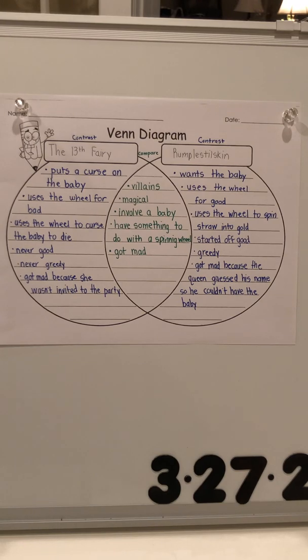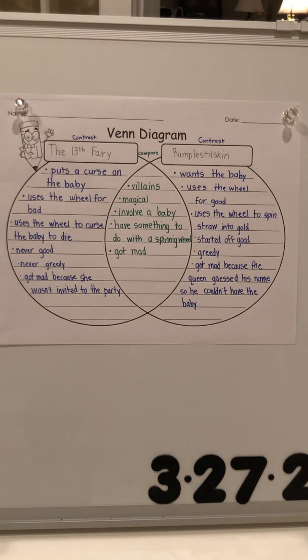So if you look carefully, these are some really detailed similarities and differences between the characters. Those are the types of similarities and differences I want you to be thinking about as you hear fairy tales and as you compare and contrast different characters from fairy tales.